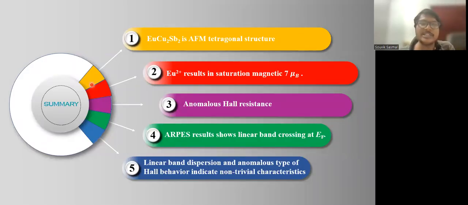So we grew this europium copper Sb2 by flux method, and it shows europium 2+ state and is antiferromagnetically aligned, and the antiferromagnetic transition is at 5.1 K. Our ARPES result also shows a linear band crossing present at the Fermi level, and overall the magnetism and the Dirac state present in this case result in observing negligible Hall resistance and interesting transport.